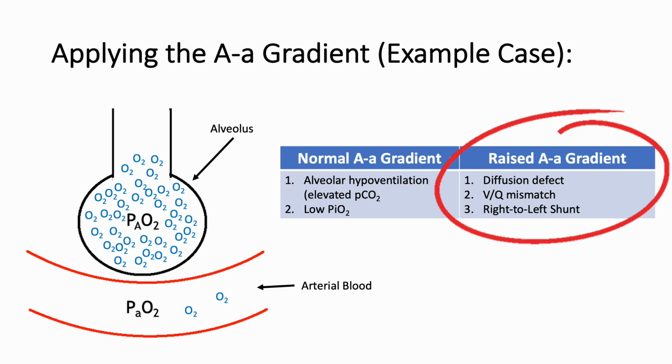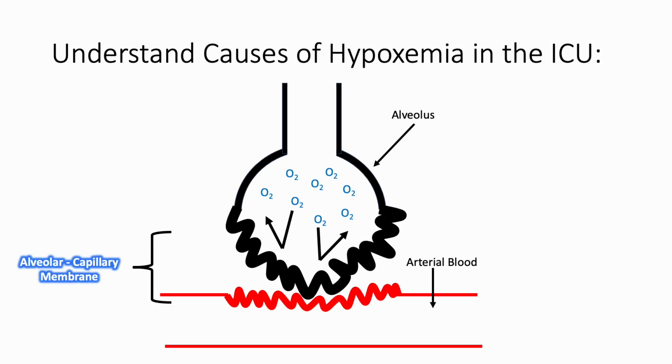This suggests that there's a problem with either diffusion, shunting, or VQ mismatch based on our table of causes of hypoxemia seen here, as the partial pressure of oxygen in the blood remains low despite the increased amount of oxygen being supplied to the alveoli. A simplified illustration of the conditions of an elevated AA gradient is shown here on the left side of the slide. As mentioned previously, an important cause of hypoxemia, which is very relevant for this learning module, is that of VQ mismatch. One proposed mechanism of hypoxemia occurring in ARDS is inflammatory damage to the very important alveolar capillary membrane responsible for gas exchange within the lungs.